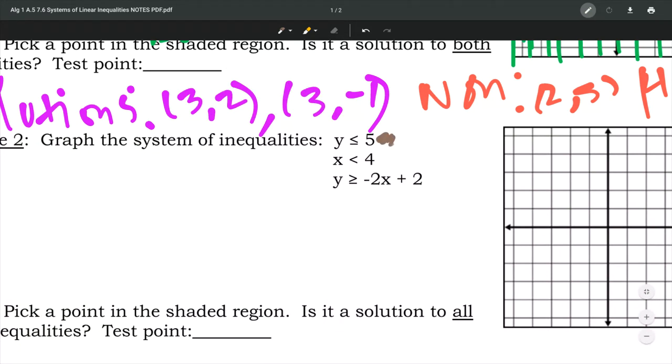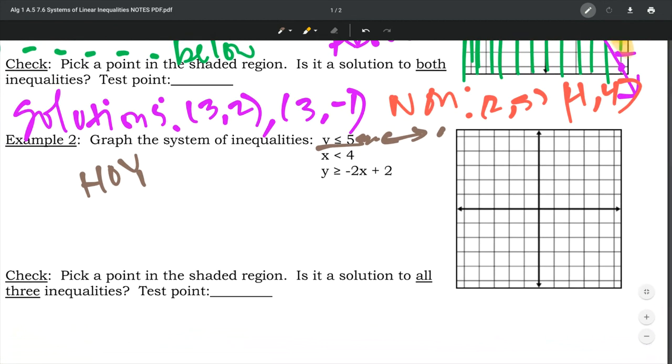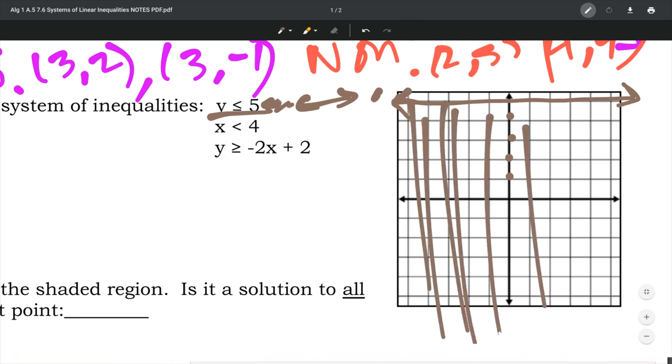So I'm going to start off with brown here. y is less than or equal to 5. That's going to be a solid line, closed circle, and it's a horizontal line. That goes with HOY, or it's horizontal, 0 slope, and it starts with y equals. So y is less than or equal to 5. So 1, 2, 3, 4, 5. And because it's less than or equal to, it's going to be shaded below, which means you're going to be shaded right down here.